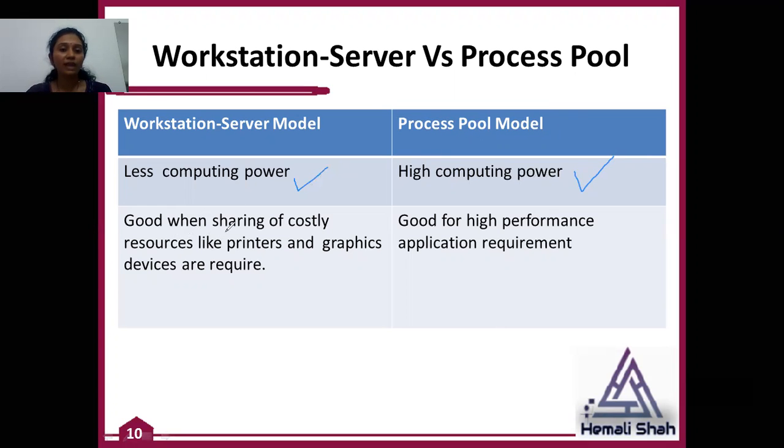Now the workstation server model is good and useful when sharing of costly resources like printers and graphics devices is required. When you require a very high processing power mechanism, at that time you should use the process pool model kind of architecture in your distributed system, and you can get your result fast. You can utilize the power of all the available servers to deliver your results.